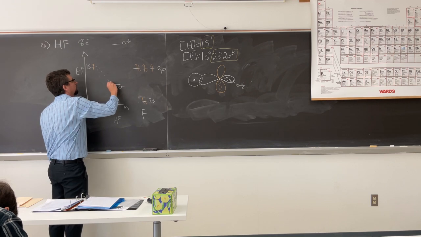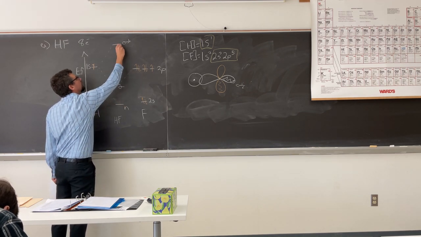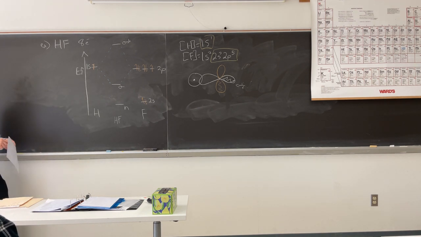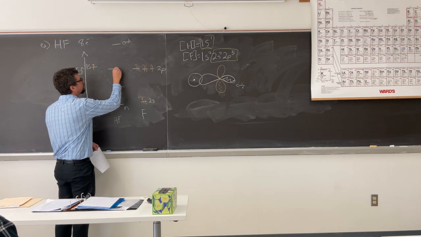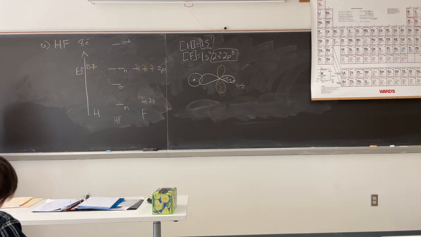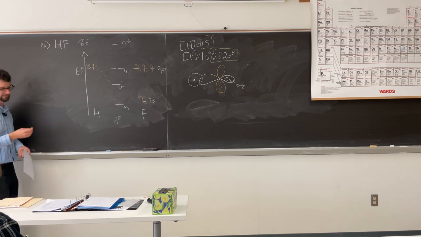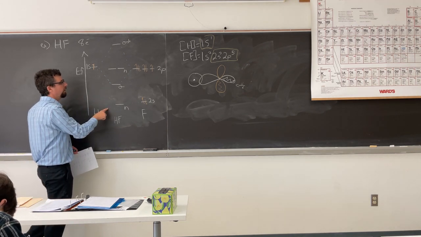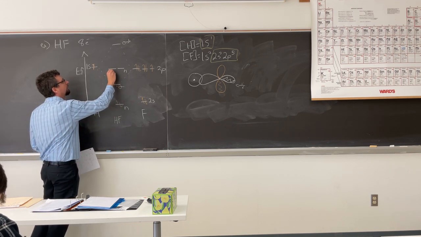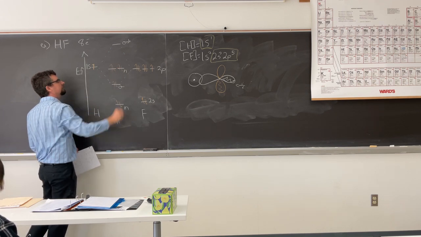Now, what about the other two p's? Yeah, non-bonding. Is this supposed to be slightly higher? No, I wanted to draw them close to each other in energy. I don't know that without doing the calculation. Okay, let's fill in some electrons. 1, 2, 3, 4, 6, 7, 8.